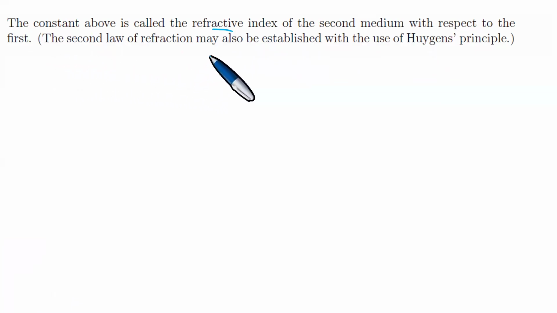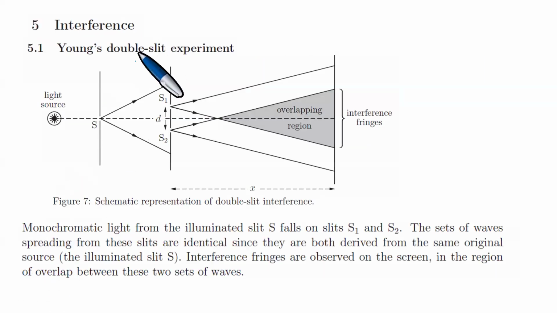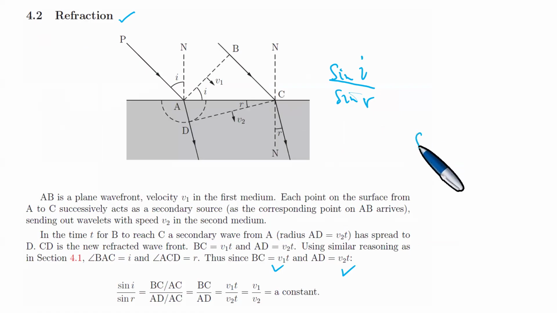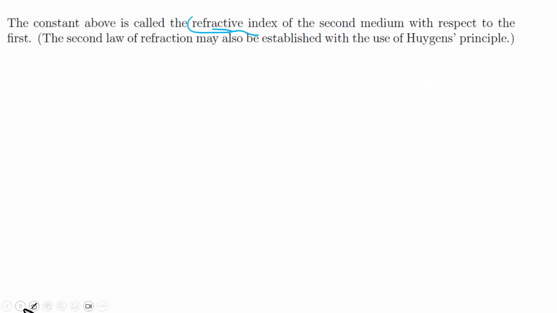The second law of refraction may also be established with the use of what we call Huygens' principle. Let's look at interference. But before we look at interference, the constant above is what we call the refractive index. So you need to know that the refractive index is the sine of the angle of incidence divided by the sine of the angle of refraction. It is equal to V1 over V2, and this is equal to a constant. And this constant is called the refractive index.